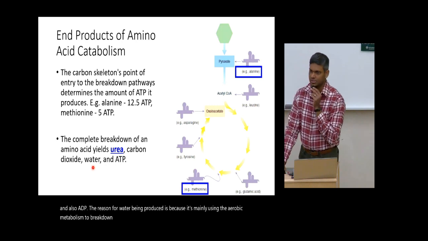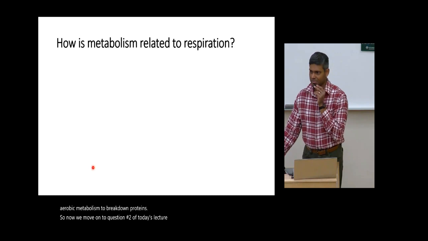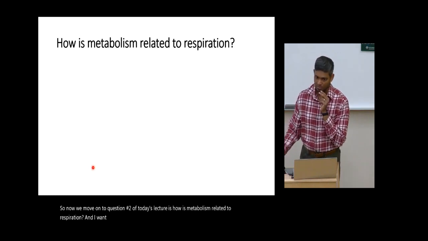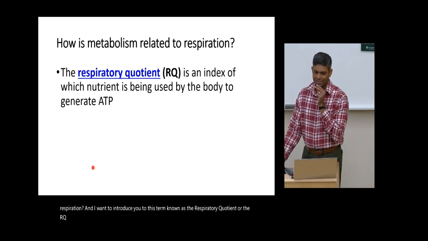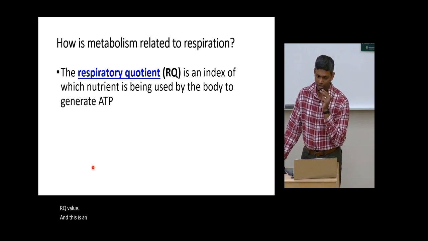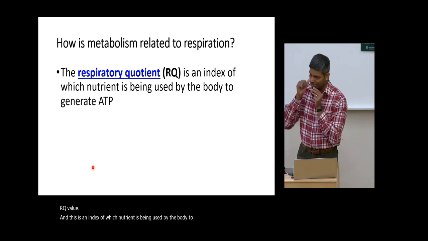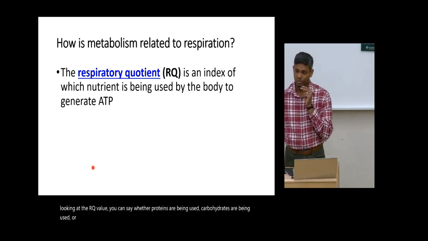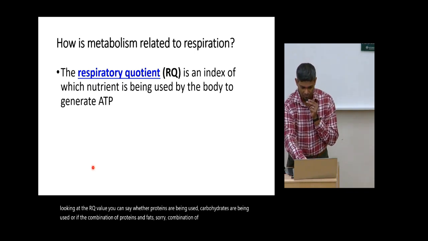So now we move on to question number 2 of today's lecture: how is metabolism related to respiration? I want to introduce you to a term known as the respiratory quotient, or the RQ value, which is an index of which nutrient is being used by the body to generate ATP. Just by looking at the RQ value, you can say whether proteins are being used, carbohydrates are being used, or a combination of carbohydrates and fats are being used.